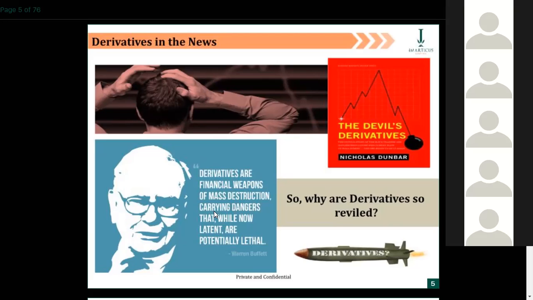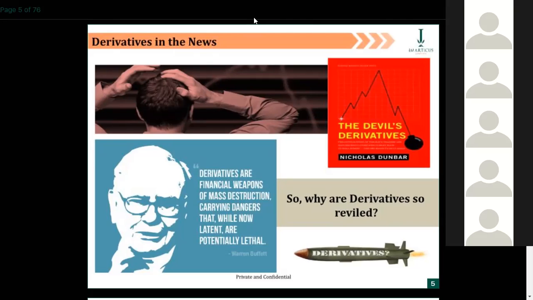Okay. So when you look at the derivative market, there are various instruments available in the derivative segment. Futures and forwards are something we're going to cover today, but other than futures and forwards, there are options, there are swaps also. And out of these, when we talk about derivatives, right?